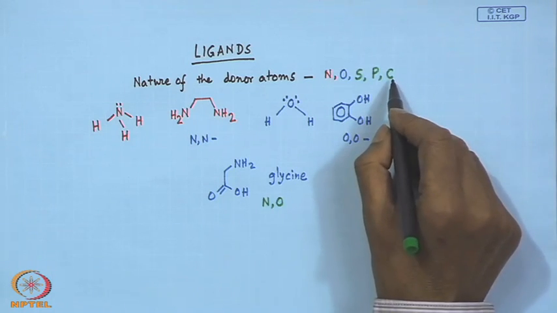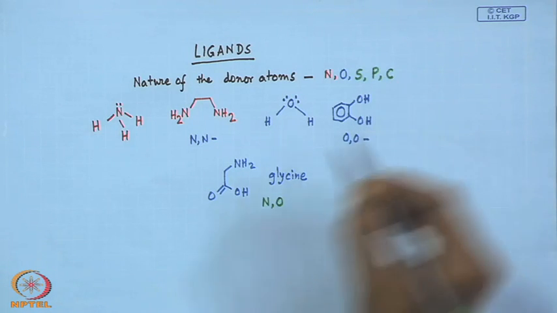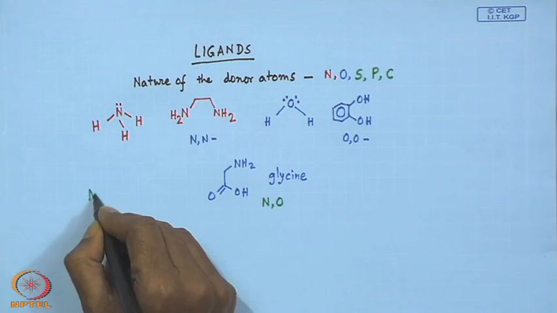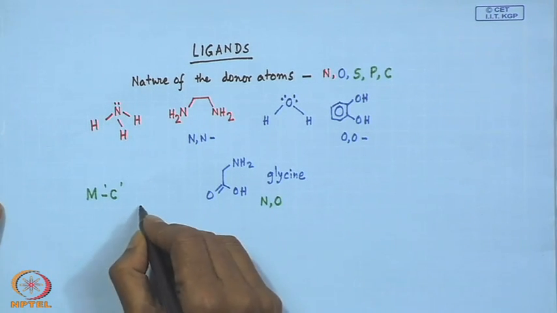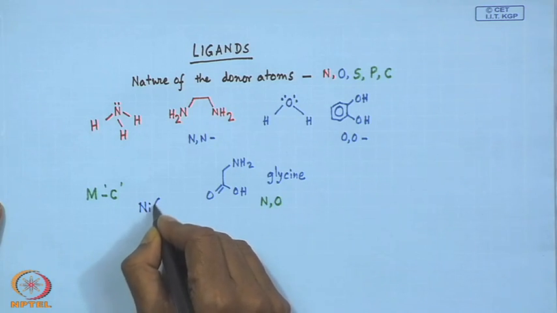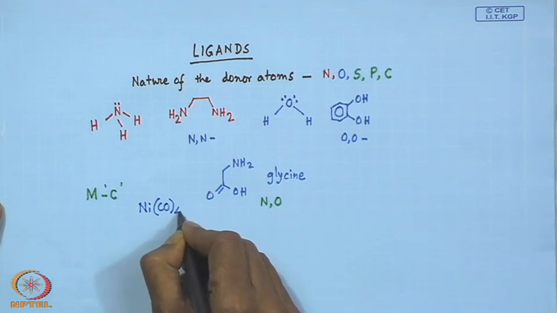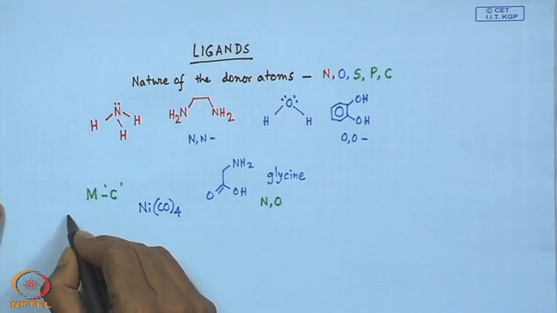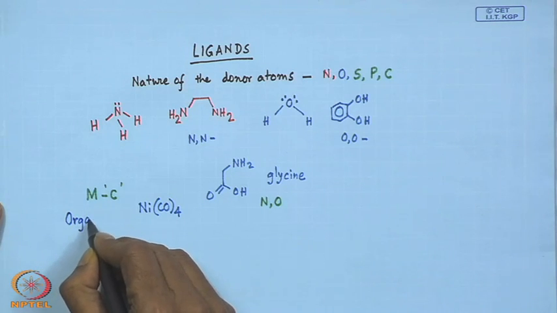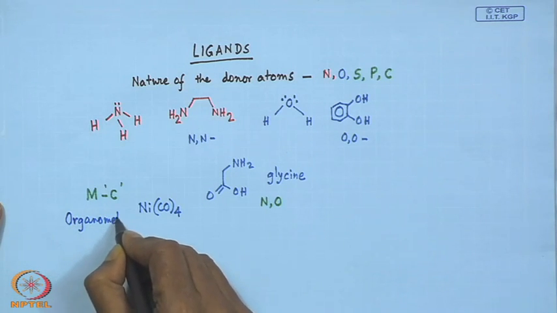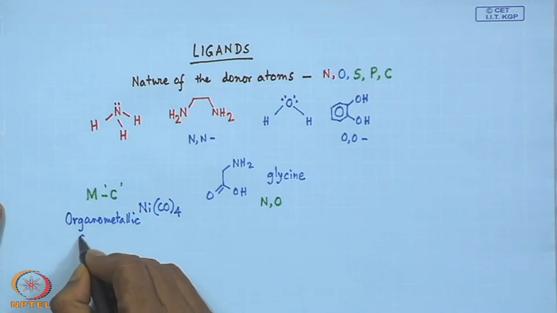When we have the carbon donor ligand present, we can have the corresponding metal carbon bond. So, a carbon donor ligand can give us a system with a metal carbon bond, as in our simple compound tetracarbonyl nickel 0, which is a very important class of compound, also known as the organometallic compounds.